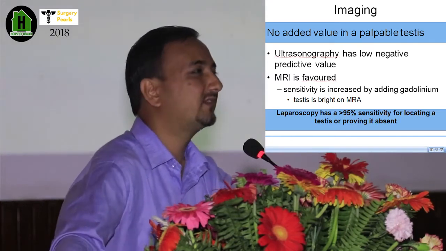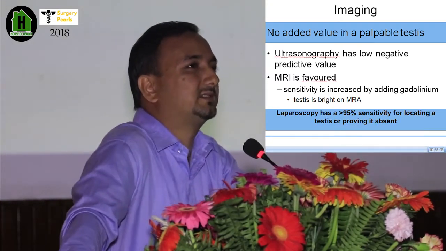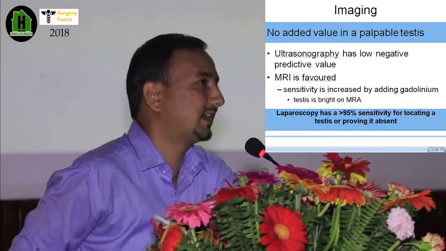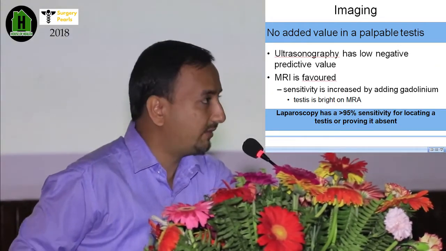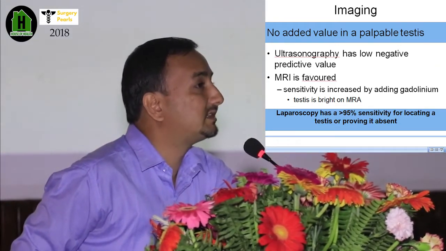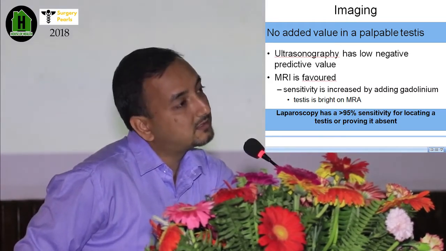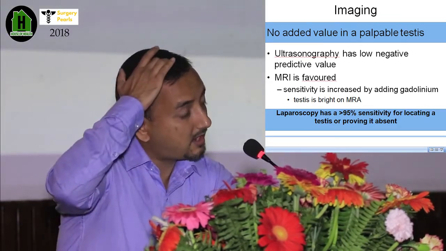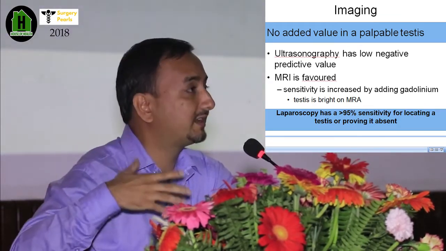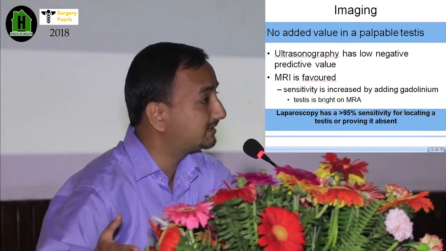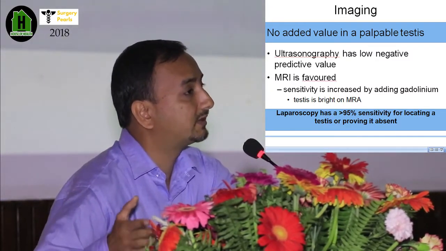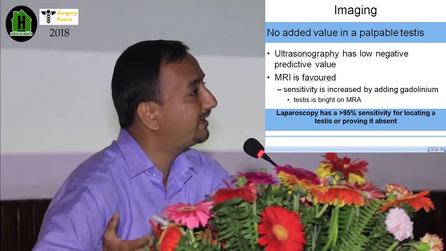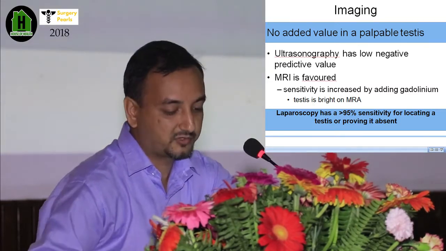And ultrasonography has a very low negative predictive value. It cannot say that the testis is absent. If it finds a testis, it is okay. But if it doesn't find one, then you can't say that the testis is absent. That is the problem of ultrasonography. So MRI is favored, obviously, and the MRI sensitivity can be increased by adding gadolinium, because in MRA, the testis is very bright. And nowadays, laparoscopy has more than 95% sensitivity for locating a testis as well as saying that it is absent. So nowadays whenever there is a non-palpable testis or you cannot find a testis, laparoscopy is the procedure of choice.